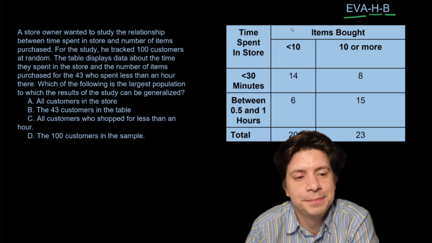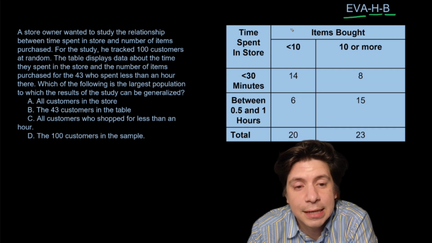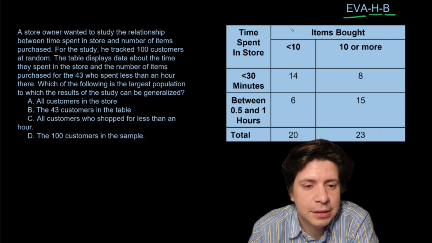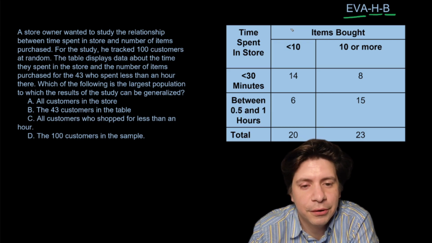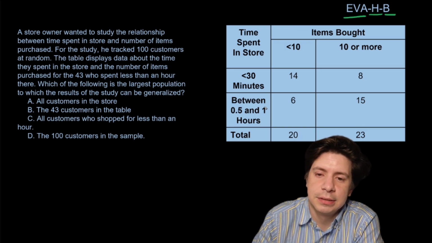for the question. A store owner wanted to study the relationship between time spent in store and the number of items purchased. For the study, he tracked 100 customers at random. The table displays data about the time they spent in the store and the number of items purchased. For the 43 who spent less than an hour there, which of the following is the largest population to which the results of the study can be generalized?